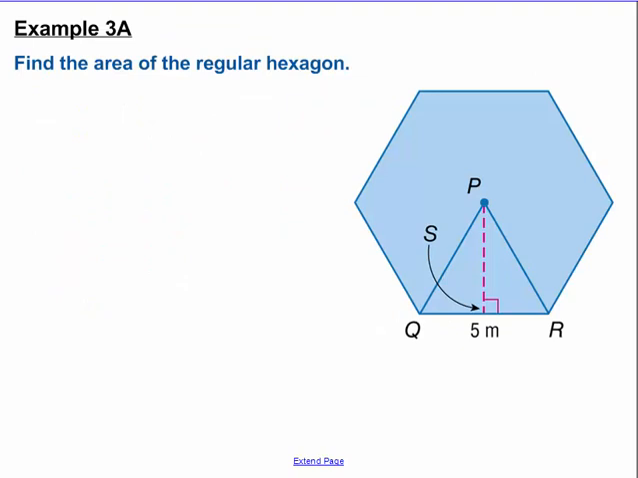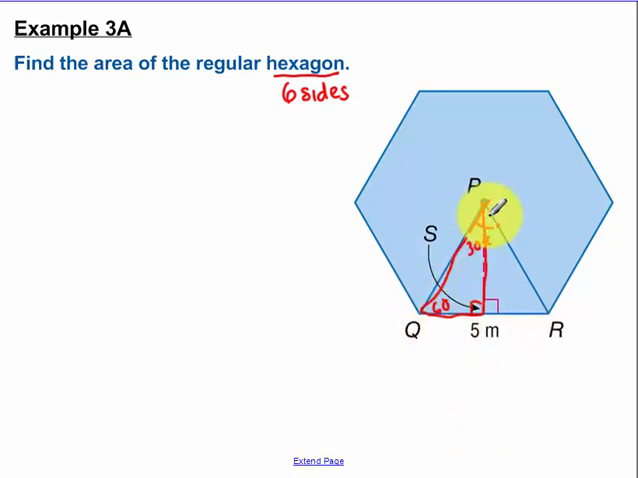Okay, this example. Find the area of this regular hexagon. A hexagon has 6 sides. So that means that each one of these angles is 60 degrees. That makes this smaller triangle a 30, 60, 90 triangle, where this is 30, this is 60, and that's our right angle. So 30, 60, 90 triangle.